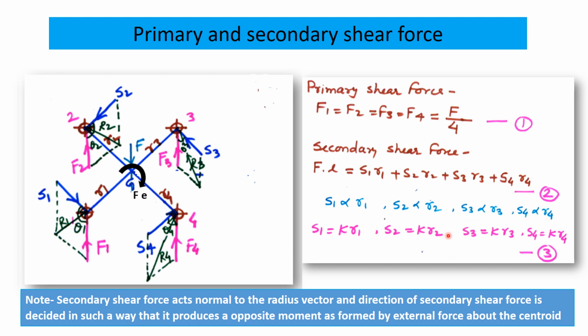So we remove the proportionality sign and replace it by a constant. S1 is equal to K times R1, S2 is equal to K times R2, S3 is equal to K times R3, and S4 is equal to K times R4. This is our equation number 3.